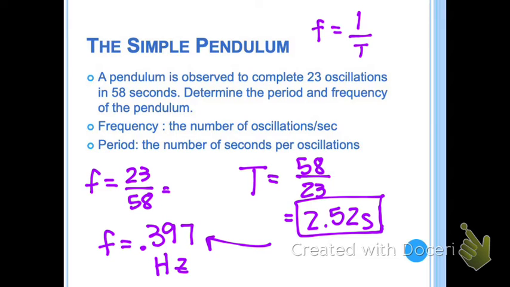But don't overthink these types of questions, right? We know that frequency is oscillations per second. We know that period is seconds per oscillation. So we don't have to have necessarily a separate equation that goes with that.